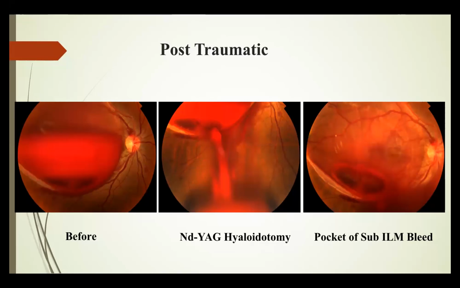Usually in post-traumatic cases, we can see hemorrhage in all the layers, like subhyaloid heme, sub-ILM heme, or subretinal bleed.